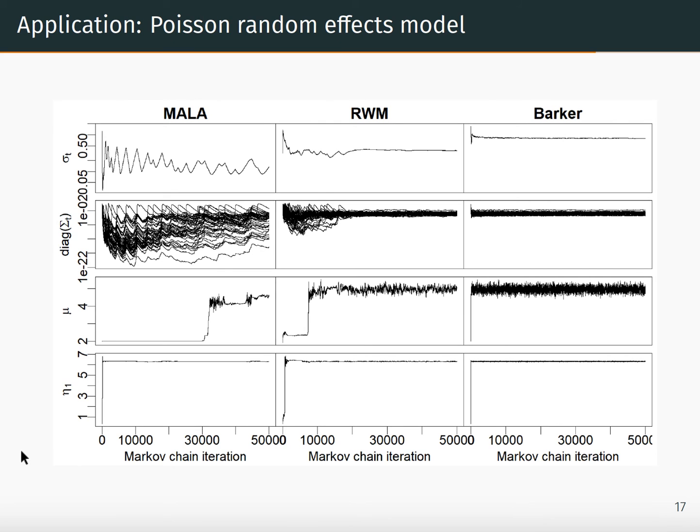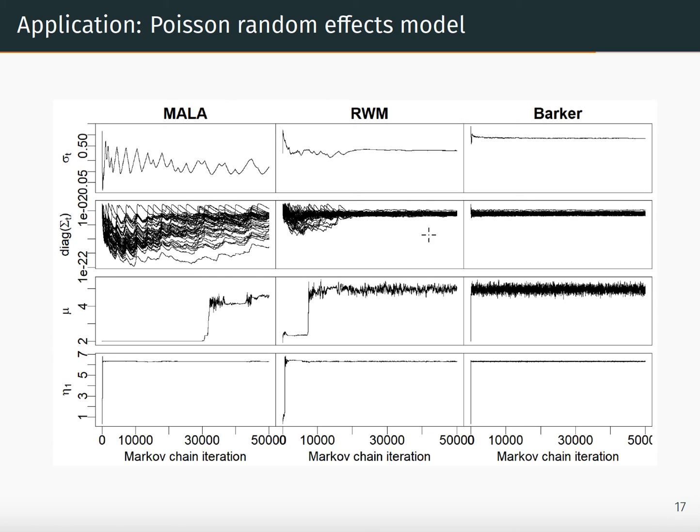So just to finish off, I want to give a quick application. There's obviously many more in the paper, but I've chosen a Poisson random effects model here. We've got three schemes, Mallow, random walk, and Barker, to visually compare here. And these first two plots are characterizing how quickly the tuning parameters stabilize. Right? So we're learning these things adaptively, and it's showing you how long it takes for them to learn good values and settle. And then the bottom two are trace plots of different parameters of the model.